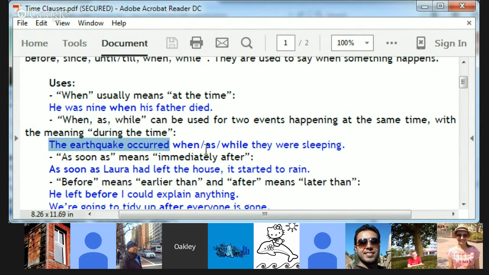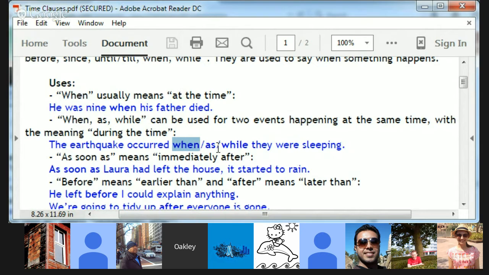Now, I do want to say one thing. While is usually used to introduce a continuous tense, although you can do it with when if you're showing the two things happening at the same time, it is possible. But frankly, if I was going to construct this sentence with when, I would do it another way. I would say, when the earthquake occurred, they were sleeping.